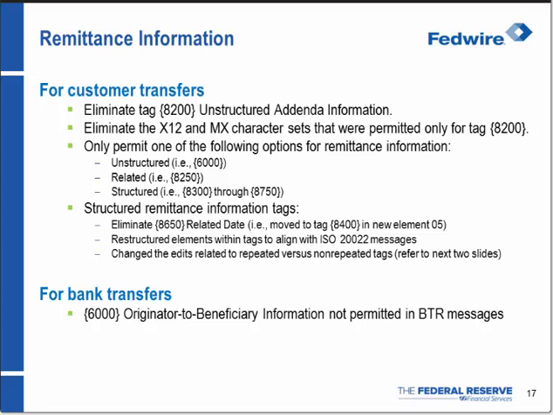The biggest change we made, though, is we changed the edits related to what can be repeated versus non-repeated, and how the 9,000 characters work, and I'll go through that in a moment. The last thing on this slide I'll mention is for bank transfers. We're not going to permit the 6000 anymore in bank transfer messages, in BTR messages. This is to align with SWIFT, because SWIFT does not allow this comparable field in the SWIFT format. So you really will only be able to include remittance information within a customer transfer message.